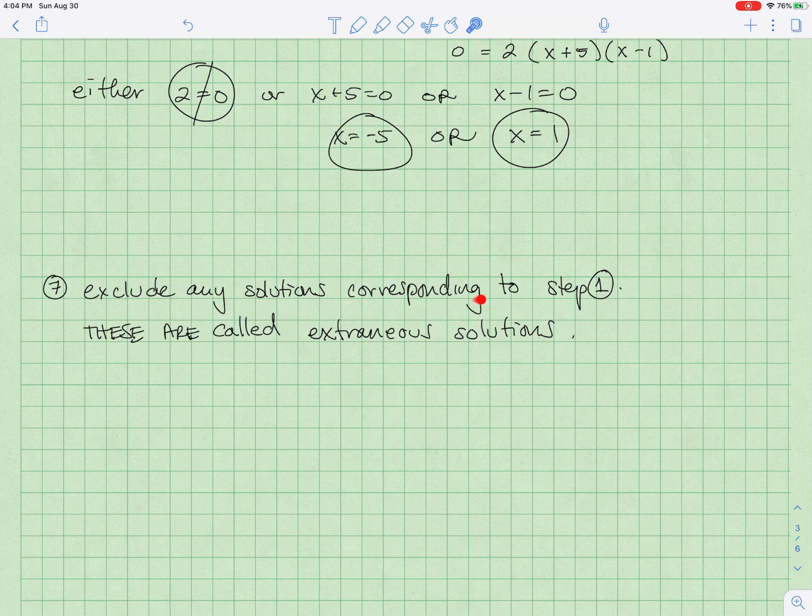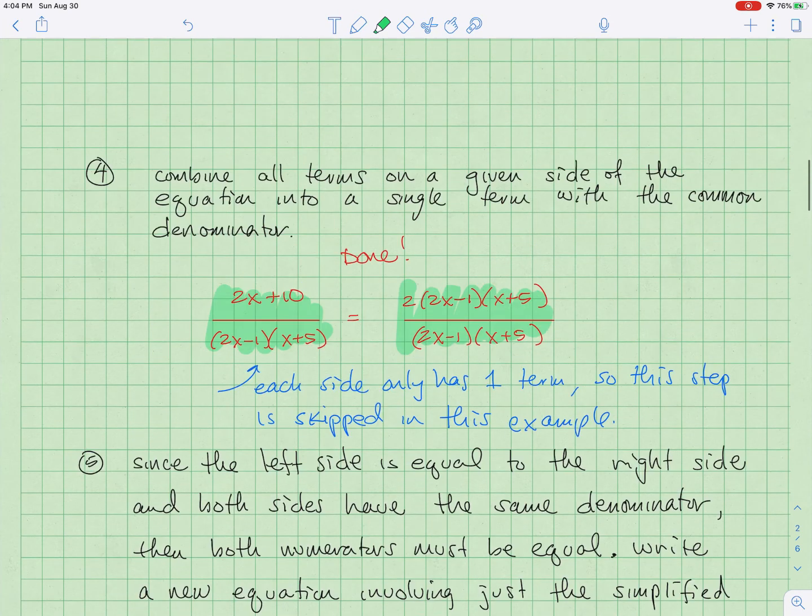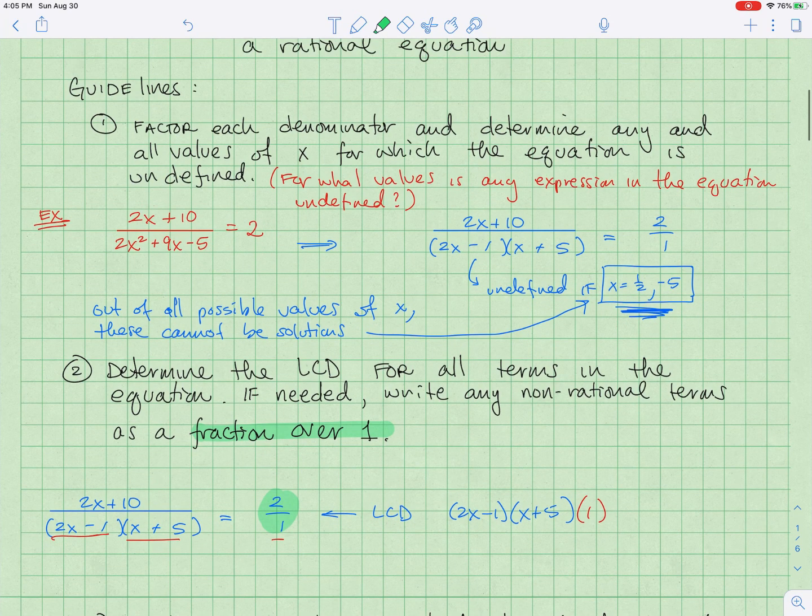Exclude any solutions corresponding to step 1. These are called extraneous solutions. Let's talk about what that is. If we go back up to step 1, remember that we were going to factor each denominator and determine any and all values for which the equation is undefined. And those numbers were 1/2 and negative 5. And so we can't use 1/2 as an answer or negative 5 as an answer because they will make the denominator equal to 0, making this entire expression undefined.